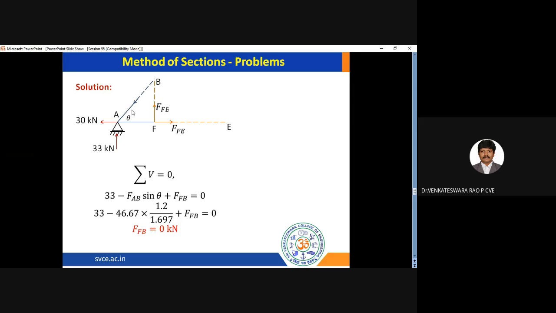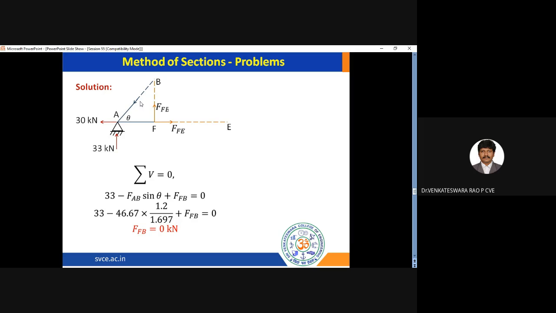You know, all these four are passing through joint A. Then moments of these member forces are 0. I am not saying that AB is 0. Understand that. Moment of AB is 0. I am not saying that AF force is 0. Moment of AF force about A is 0. So you have to very clearly understand my statements.